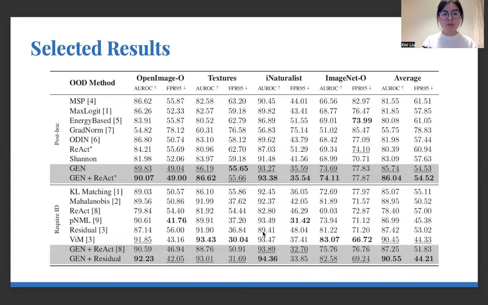Here are the average results of our method. The first block is post-hoc methods. It can be seen our method outperforms all the other methods on average. The second block represents methods requiring training datasets. Again, our method achieved the best results.